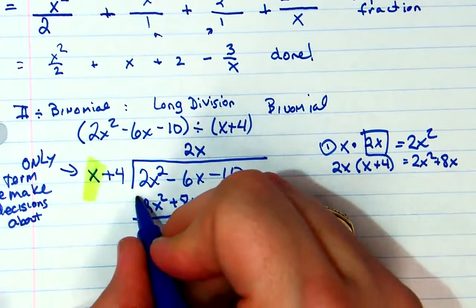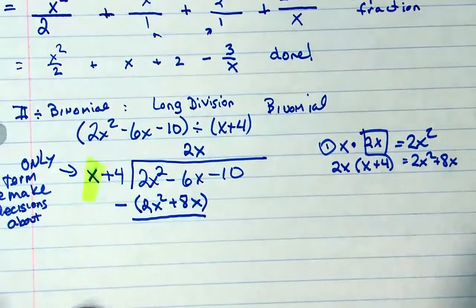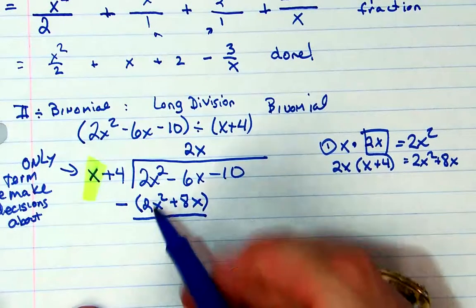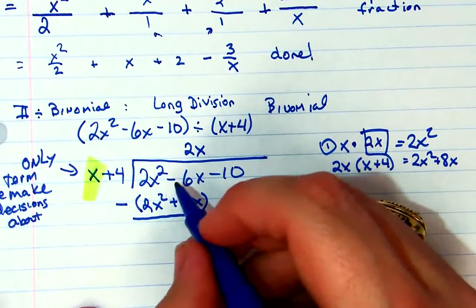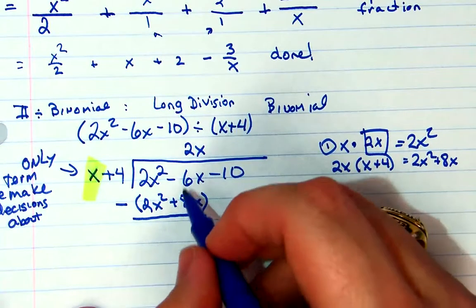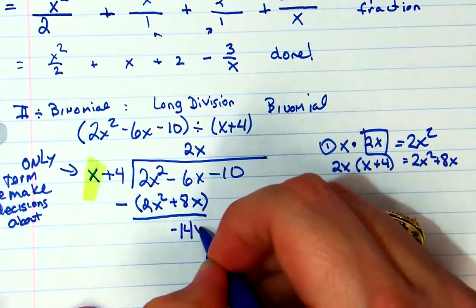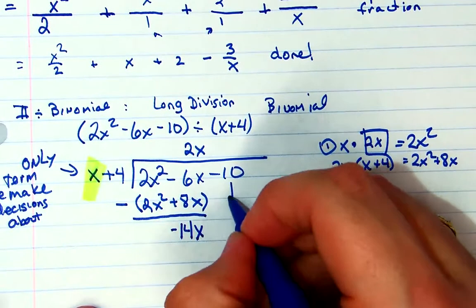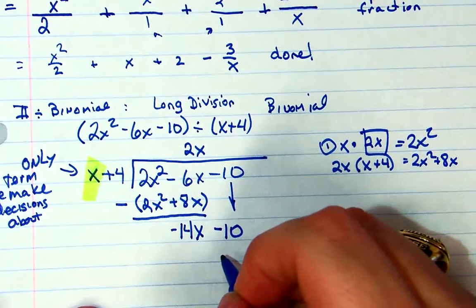Now, just like the algorithm of long division, I subtract. 2x squared minus 2x squared is 0. Negative 6x minus 8x, negative 6 minus 8, is negative 14x. Then drop the 10 down, or the negative 10, because that's what we do.